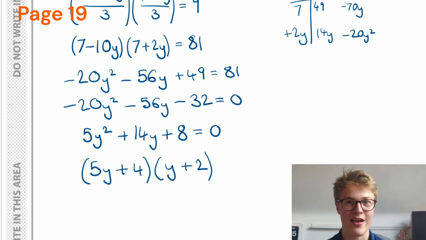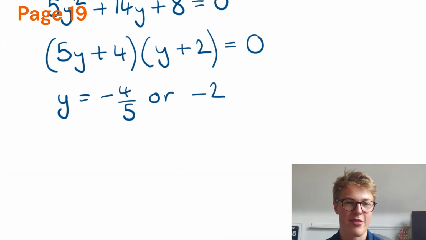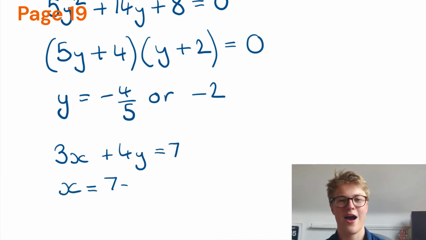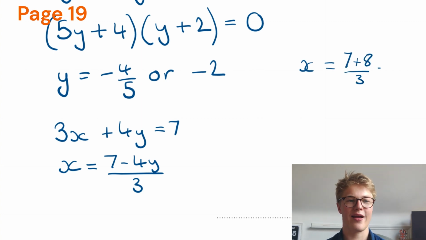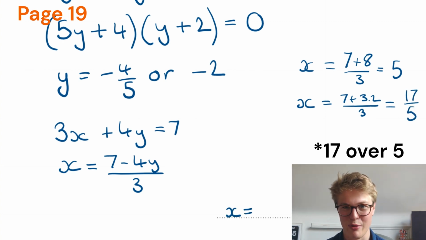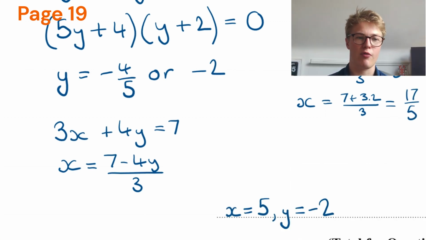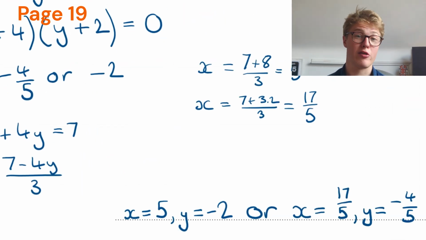And now we have a quadratic with y. So now that we have a quadratic with y, we can factorise to make 5y plus 4 times y plus 2 equals 0. This gives us our roots of y equals minus 4/5 or minus 2. So now that we have our roots for y, we can substitute in our values of y to find our value of x using x equals 7 minus 4y over 3. This gives us x equals 7 plus 8 over 3, which is 5, and then x equals 7 plus 3.2 over 3, which is 17.5. This gives us our answer of x equals 5 and y equals minus 2, or x equals 17 over 5 when y equals minus 4 over 5.